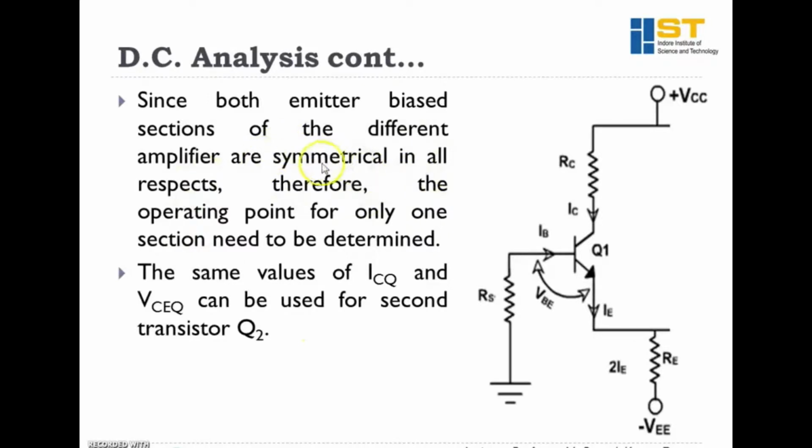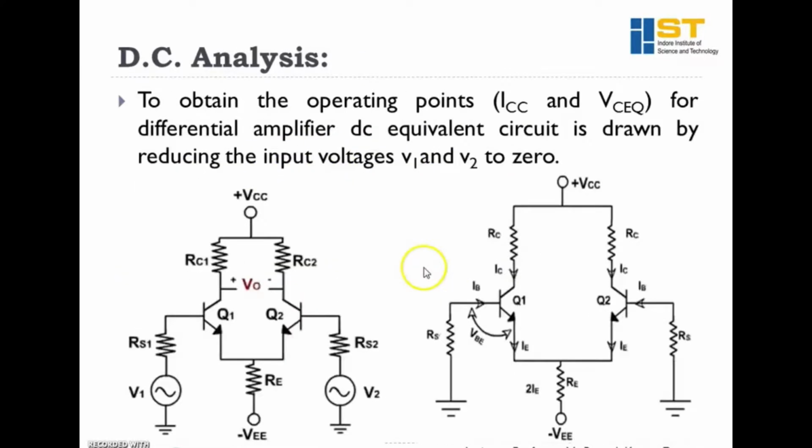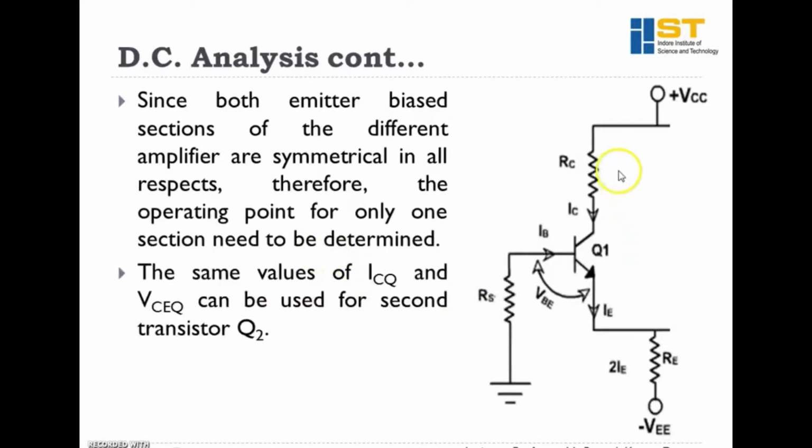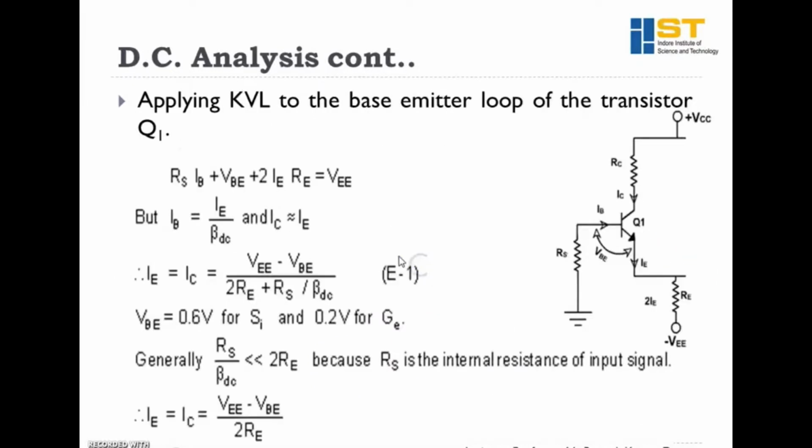So to get the DC analysis of the circuit, as we can see here that these two circuits are basically symmetrical circuits. So we can find the DC analysis for one circuit, and the DC analysis for second circuit can be easily drawn from that. So this is the half circuit of that differential amplifier, in which ICQ and VCEQ can be used for the second transistor Q2 also. So we have to apply KVL at the base emitter loop of the transistor Q1.